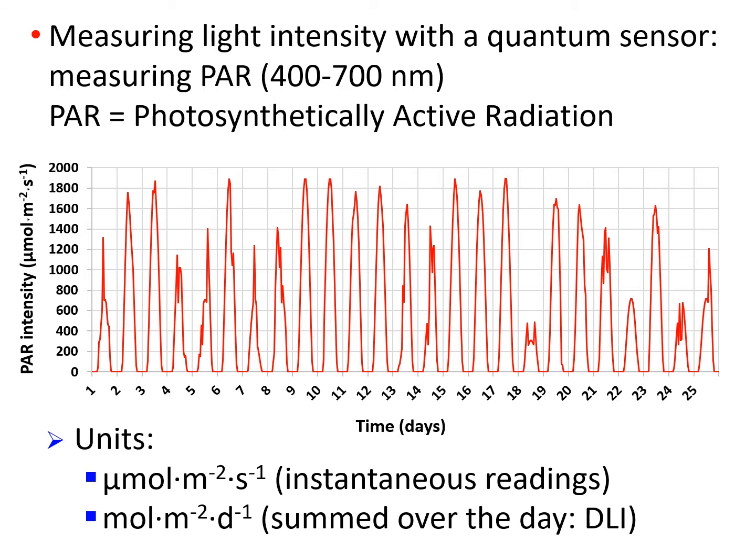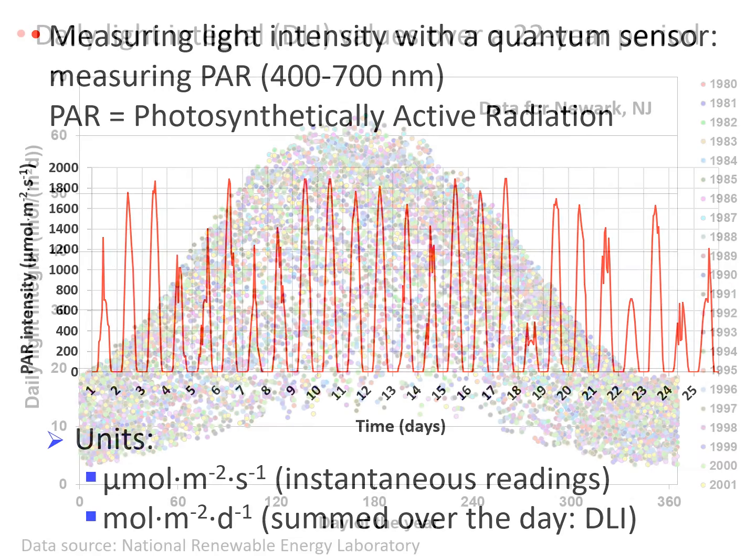In addition to the instantaneous measurements shown in the graph, we can calculate the accumulated amount of light received over an entire day. In that case, we get a single number that represents the total sum of light received. We call this sum the daily light integral, which is often abbreviated as DLI.